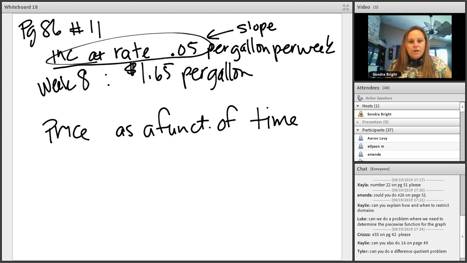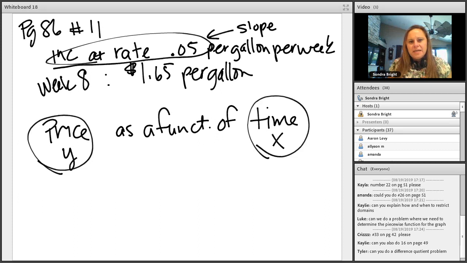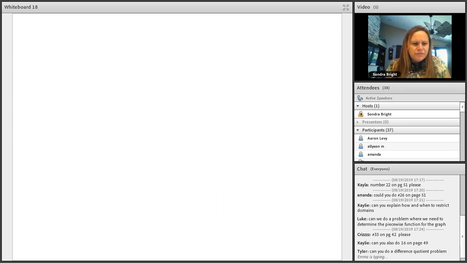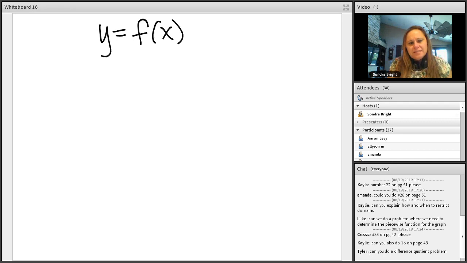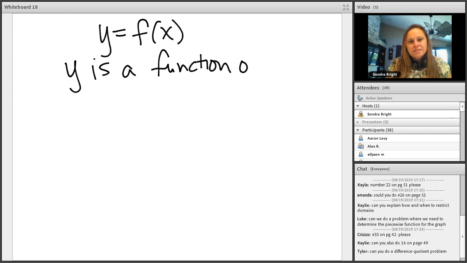Okay, so price is going to be your y value, and x is going to be your time value. Here's what I showed my students. I'm going to go to a different slide real quick. You know y equals f of x, right? We know this, y is f of x. And so in words, this is y is a function of x. That's how you say that in words.